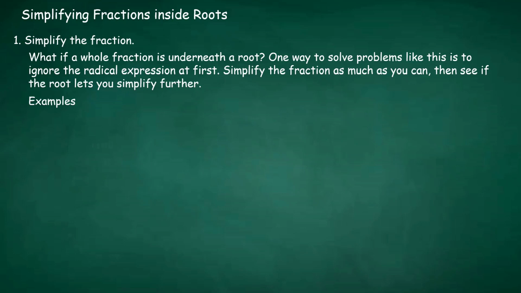Example. Simplify the square root of 100 over 4. Just ignore the radical and divide 100 by 4, and the answer is 25. Then take the square root of 25. So the final answer is 5.